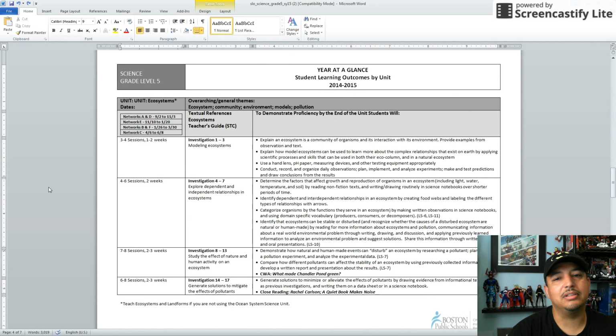So let's go over this document. If you add up the number of predicted sessions, the unit should take from 20 to 26 sessions, and anywhere from 7 to 10 weeks. Of course, this is based on your students getting 225 minutes of science every week.